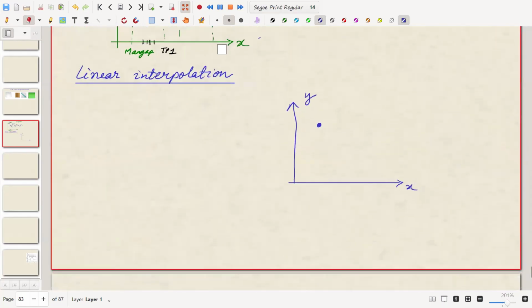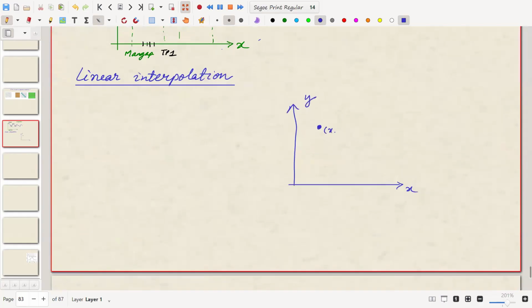This is our X and Y. You have these Xi, Yi points. Say X1, Y1, and you have another point, say X2, Y2. These are the two data points you have. And your aim is to find what happens to a point in between, here. Say this is X star or maybe X cap, Y cap.